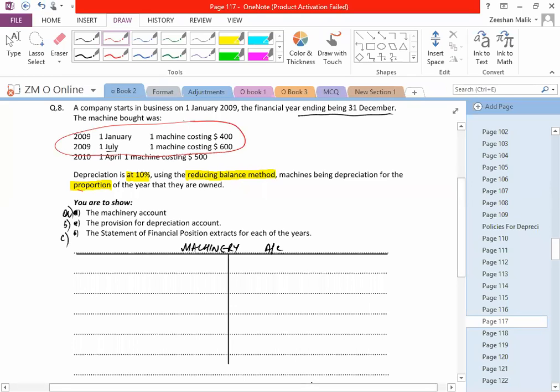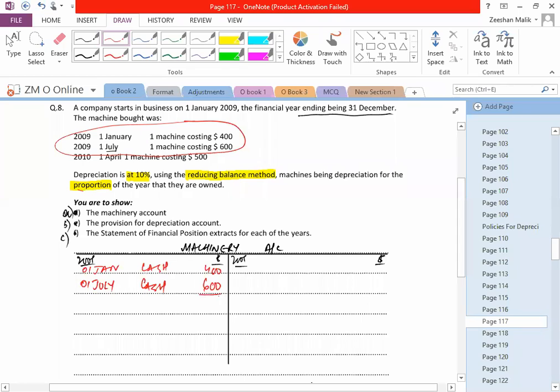Here we have the assets of 2009. So 2009, first January for 400, machinery debit, cash credit, simple double entry. If you buy a machine, machine will be debit. The cash will be credit or bank will be credit. Whenever asset increase, debit. Machinery is purchased, machinery is coming in, machinery is increasing in the business.